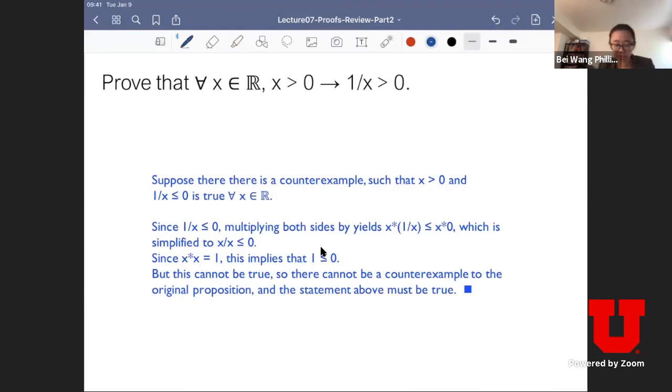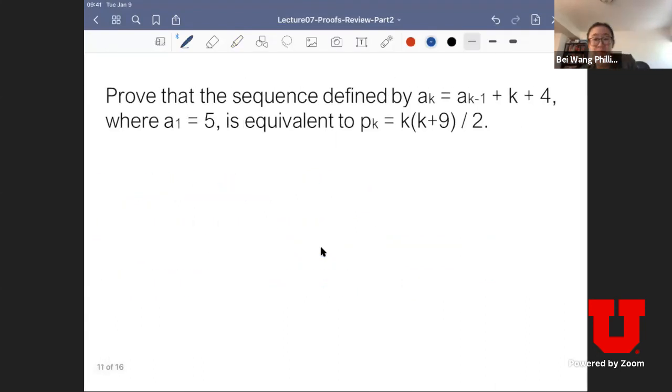Now, next one, we're going to see some example using proof by induction. It's given a recursive formula, and we want to prove that it is equivalent to a closed form formula for a sequence. So again, let's go back to the four steps. What is the problem statement? What is the base case? What is the induction hypothesis? And what is the induction step? And after the induction step, we can arrive at our conclusion.